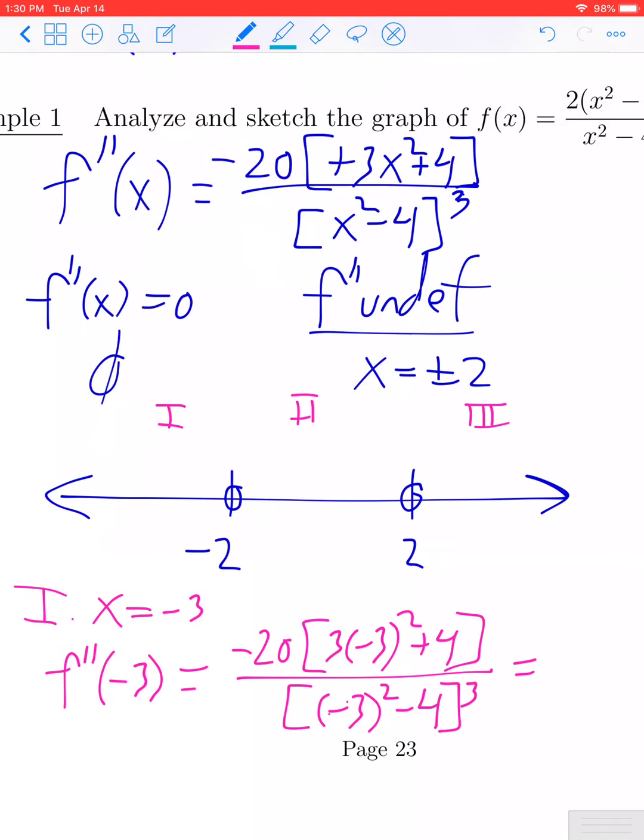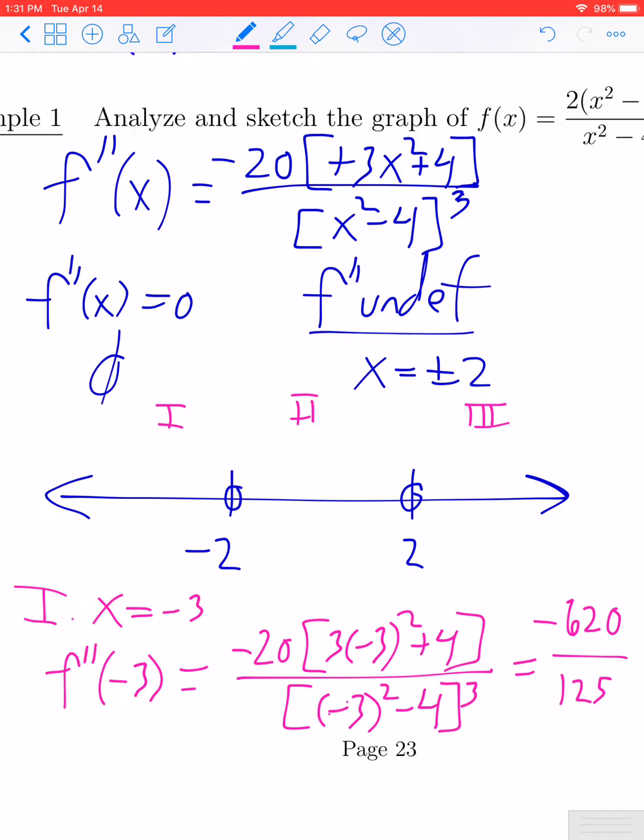Negative 3 squared is 9. 9 times 3 is 27. 27 plus 4 is 31. Times that by negative 20. That's going to give us negative 620 in the numerator. All divided by, in the denominator, negative 3 squared is 9. 9 minus 4 is 5. And then 5 cubed would be 125.